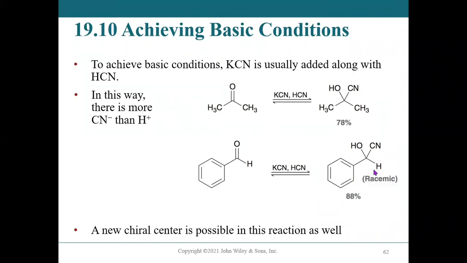So the product in the second example is chiral, and it has a 50-50 chance that the cyanide attacks the carbonyl carbon from the front or the back. We have a 50-50 mixture of the two enantiomers. So we have the so-called racemic mixture for the product.